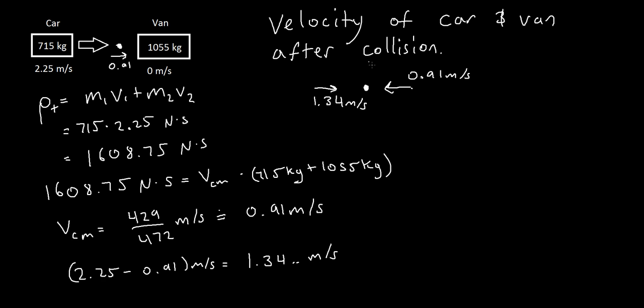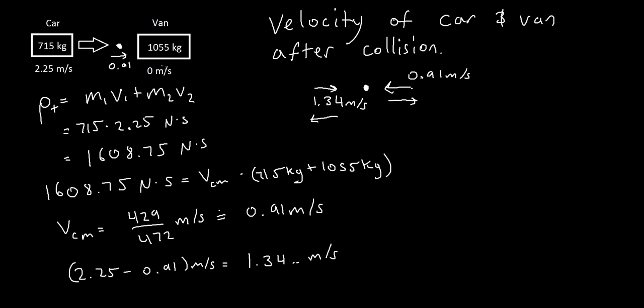Now the cool thing about elastic collisions is that after they collide, the van, which was approaching the center of mass at 0.91, will be receding at 0.91 meters per second, and the car will be receding at 1.34 meters per second, which is pretty cool. So that is a rule: when there's an elastic collision, they will recede from the center of mass at the same speed at which they approached it, just in the opposite direction.